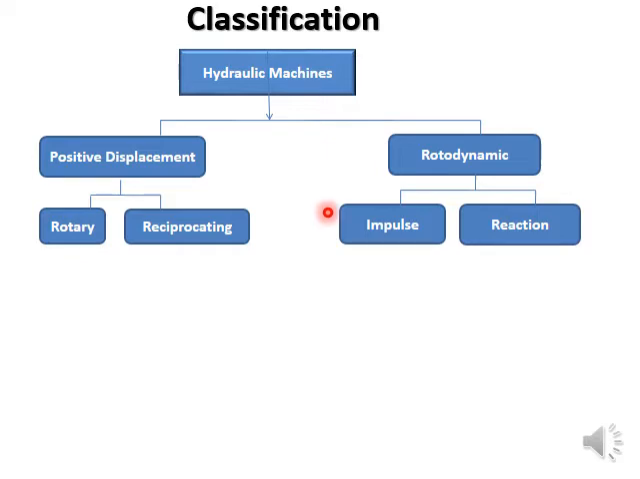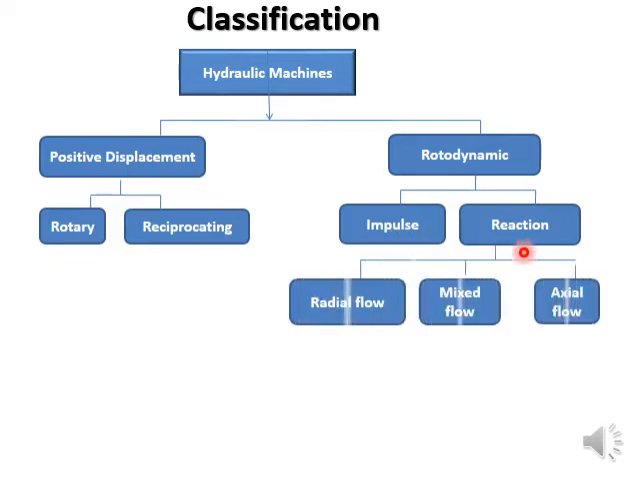Okay, when it comes to the classification of hydraulic machines further, we can classify reaction machines into another three types: radial flow type reaction machines, axial flow type reaction machines, and mixed flow type reaction machines. And impulse machines have no more classification.